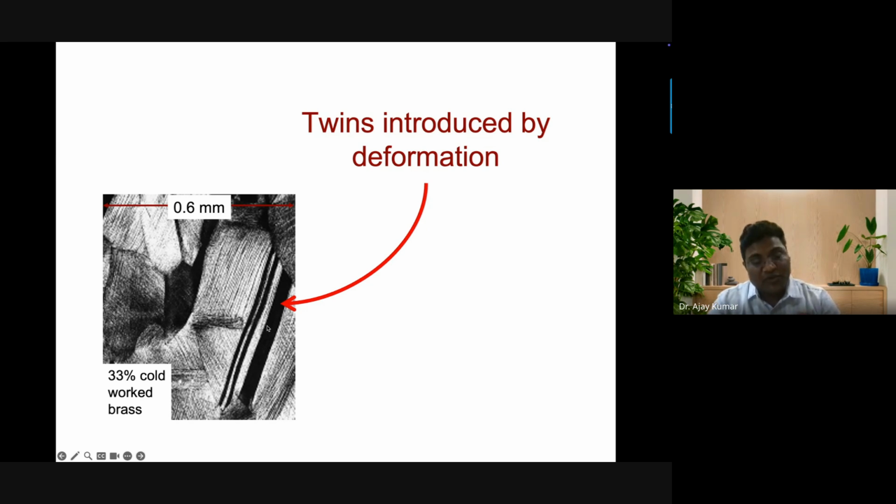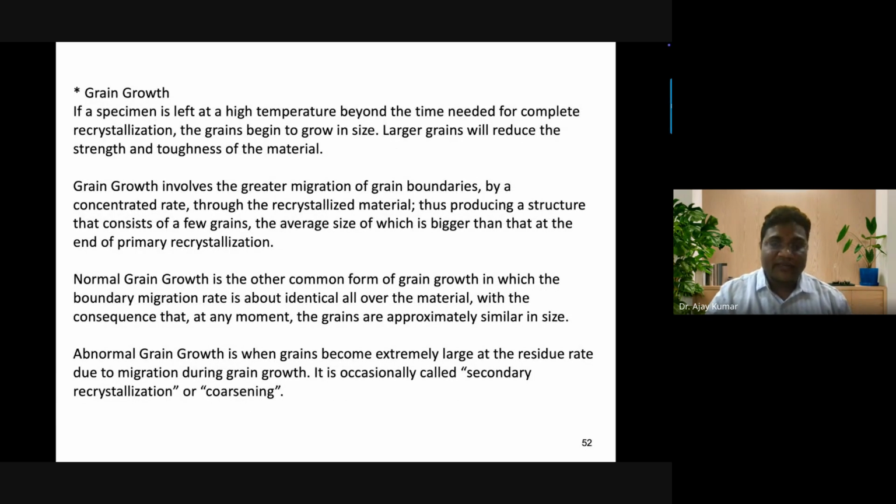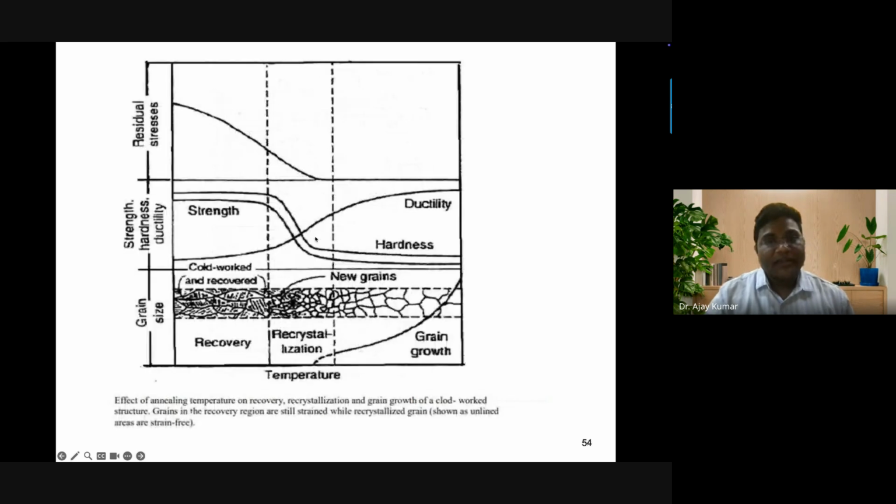Okay. So I'm showing you this so that you will be able to relate the microstructure, as well as relate it with the fundamentals. Another concept we have is recrystallization, grain growth, and recovery. These things also happen, recovery, recrystallization, and grain growth, in the deformation process.